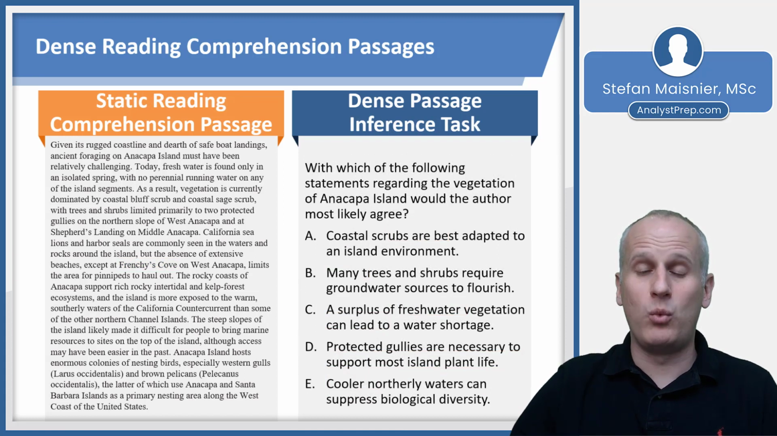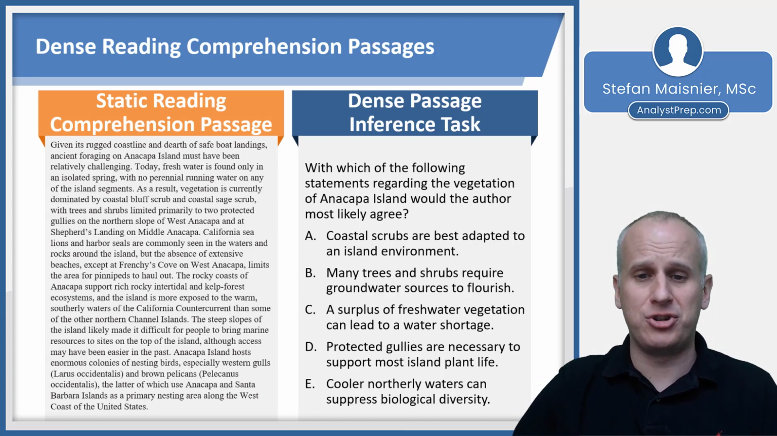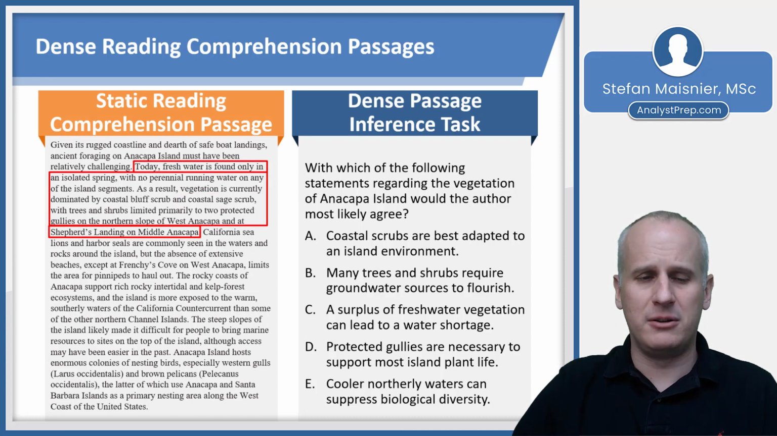So let's take a look at one more example, an inference task this time. We've got, with which of the following statements regarding the vegetation of Anacapa Island would the author most likely agree? So we know we can restate this as, what must the author agree about the vegetation of Anacapa Island? We see vegetation here in the center of the third sentence, and we might read a little bit above and a little bit below. So we've got, today fresh water is found only in an isolated spring with no perennial running water on any of the island segments.